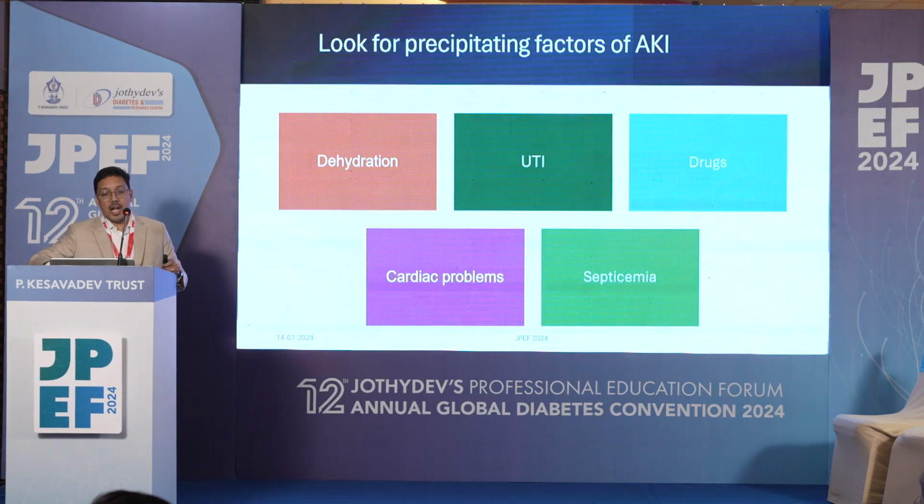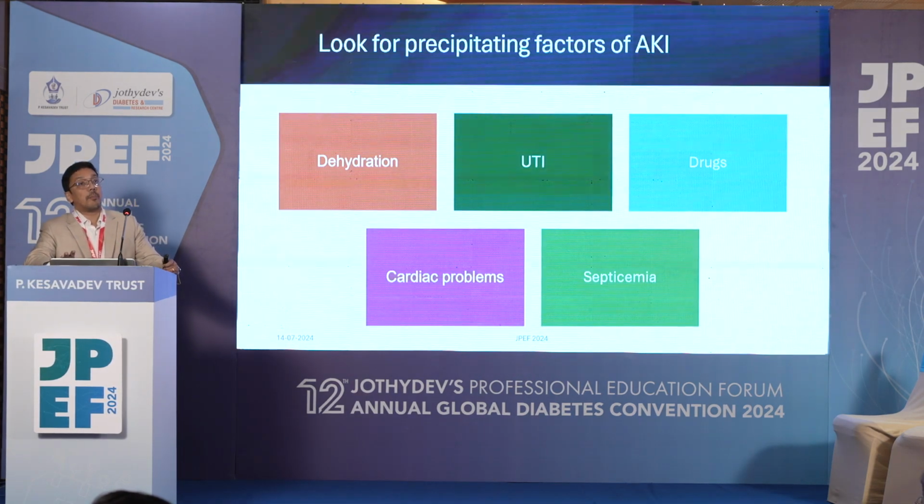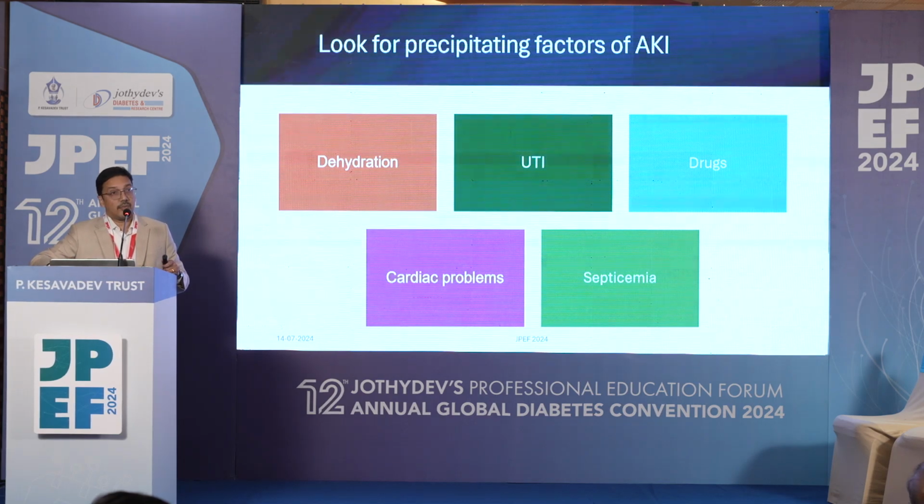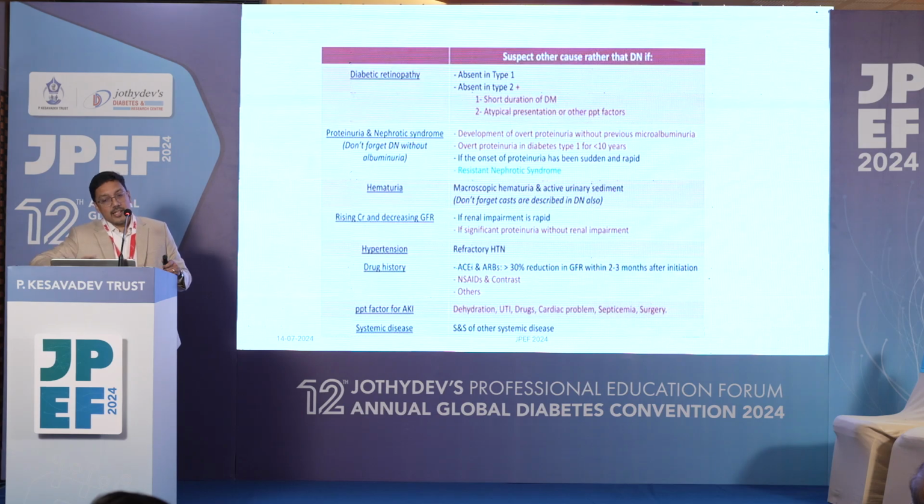So you have to always look for the precipitating factor for an AKI. Sometimes the patient may be coming with a renal dysfunction, it could be an AKI also. So dehydration, recent UTI, the drugs, any cardiac problem, septicemia, all these can produce renal dysfunction in a diabetic. So in a nutshell, we have to look at the retinopathy.